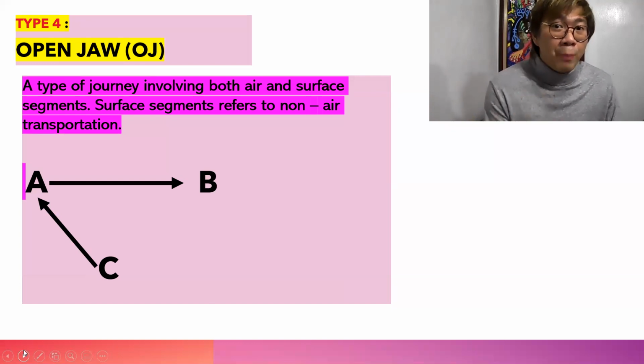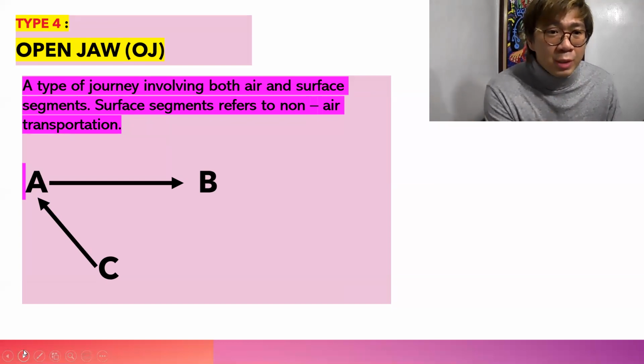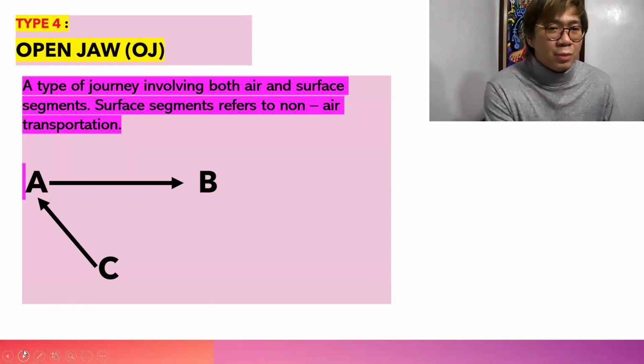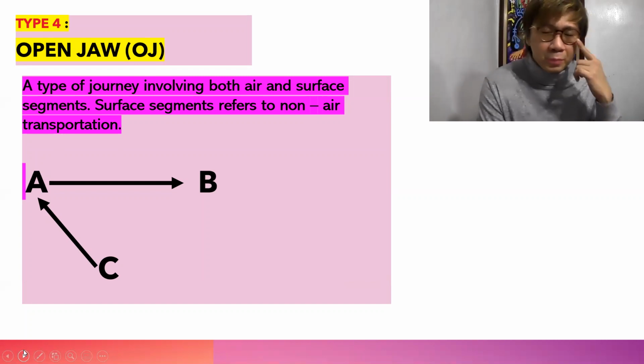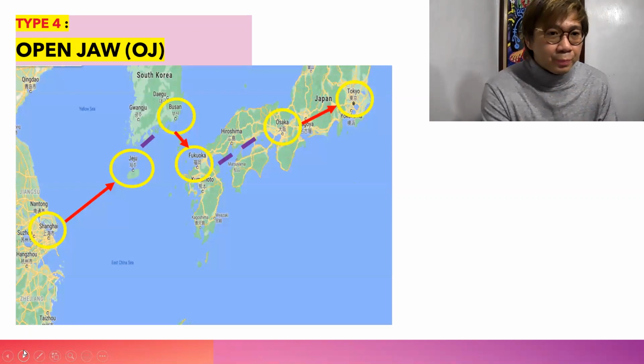So, there is an open jaw. So, para siyang nakanganga. Just like this itinerary, A going to B and C, tapos nagulat na lang siya, nag-appear na lang si passenger sa point C and then going back to A. So, basically, parang may nakabuka or nakanganga. So, kaya siya tinawag na open jaw. So, yun, no? So, example natin would be as follows.